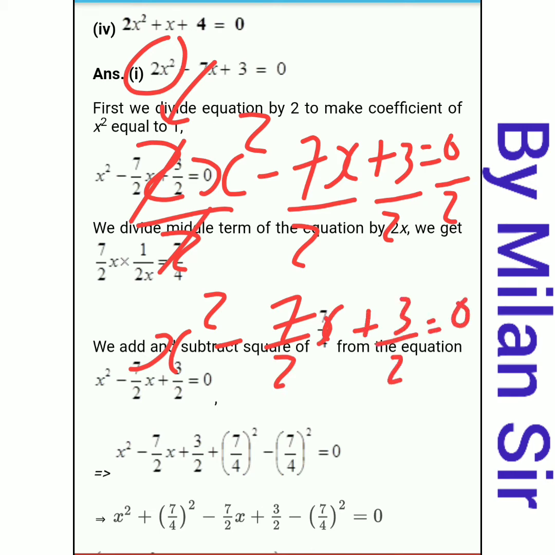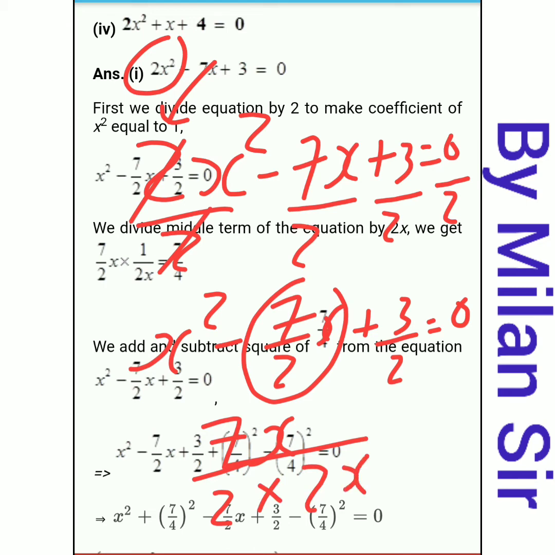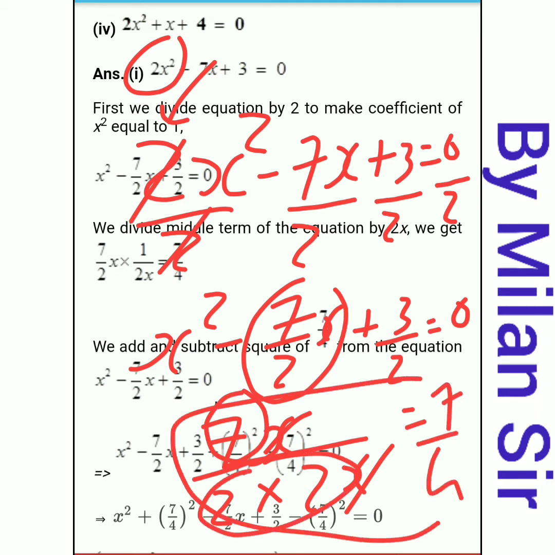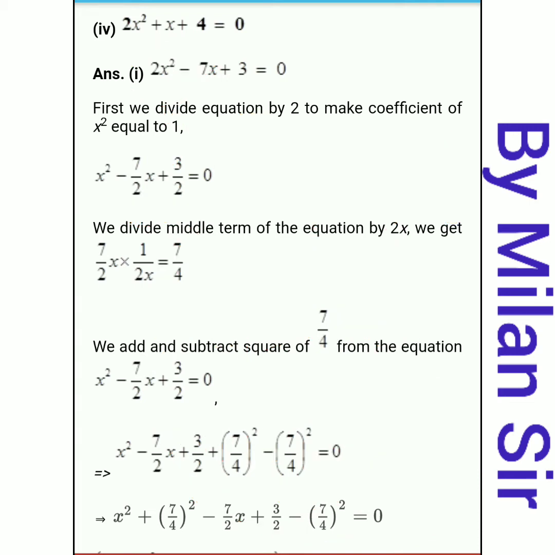Now we need to take the middle term, 7 by 2 x, and divide it by 2x. So in the denominator we write this 2x, so x cancels, and in the numerator we have 7, in the denominator we have 4. This is our rough work. These things we do not need to show in the answer. So what we need to do, in our original equation, this answer we need to add or subtract.